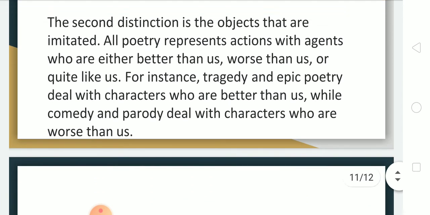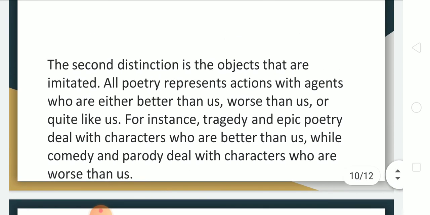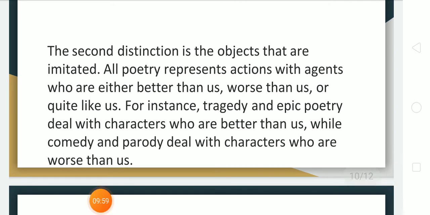So there are distinctions between the objects that are being imitated, and in lyric poetry the characters can be like us. We can deal with common people also in lyric poetry. So in tragedy we deal with characters who are better than us. In epic poetry, the writers, the poets, the authors, deal with characters who are better than us.